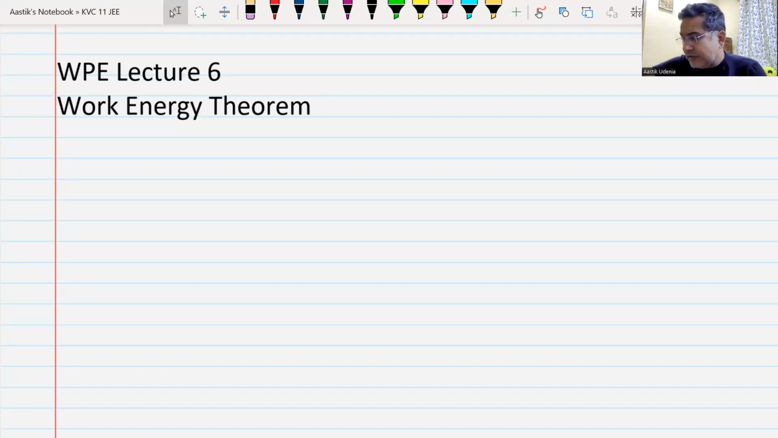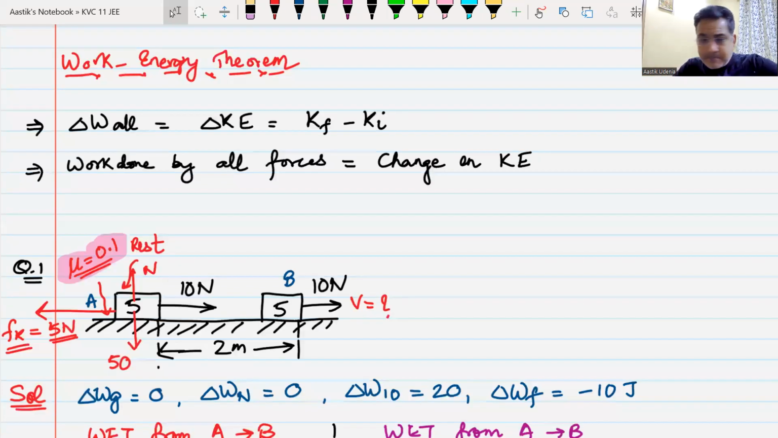In the previous session, we had started something known as the work energy theorem. Do we remember this work energy theorem? Yes or no? Yes, sir. What was this work energy theorem? Work done equals change in kinetic energy. Right.